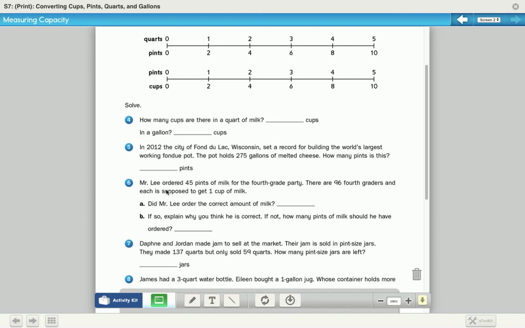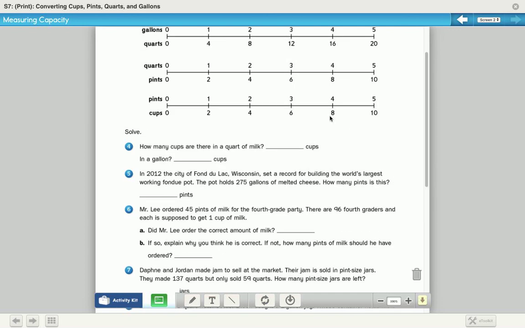Number 6, Mr. Lee ordered 45 pints of milk for the 4th grade party. There are 96 4th graders, and each is supposed to get 1 cup of milk. So we need to know if there are enough cups of milk to feed 96 4th graders. Can they each have 1 cup of milk? So we need to know how many cups are in 45 pints. We can look at this chart up here because it shows pints to cups. So there are 2 cups in every pint.